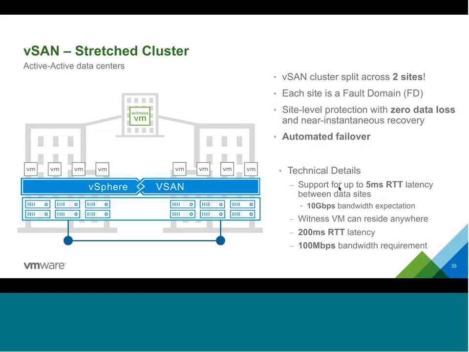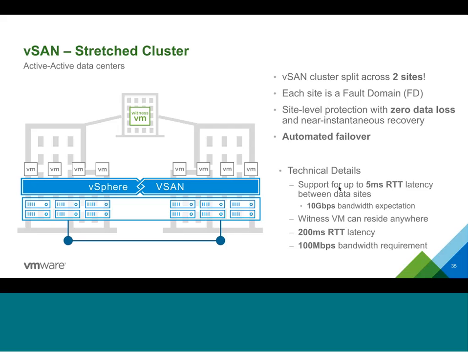Now, typical use cases, advanced use cases, I would say stretched cluster. So a single VSAN cluster split across two sites, and each site is a fault domain. What do I get there? So site level protection with zero data loss. Since I'm creating a fault domain, whenever I write data, that data is written between two different fault domains. That means I'm writing, say, failures to tolerate, FTT equals 1. One copy is here and another copy is in the second fault domain. So if my primary site goes down, my data from the secondary site is always there. There's zero data loss.